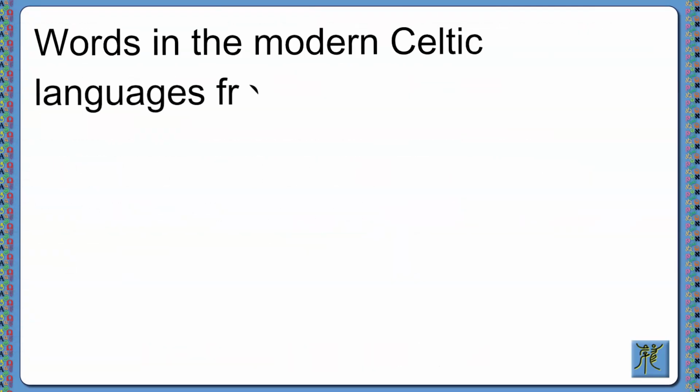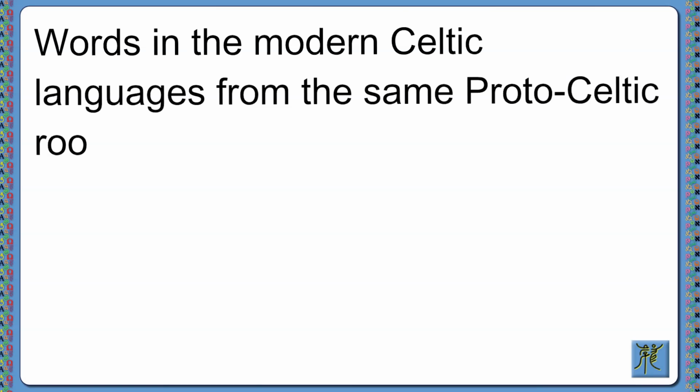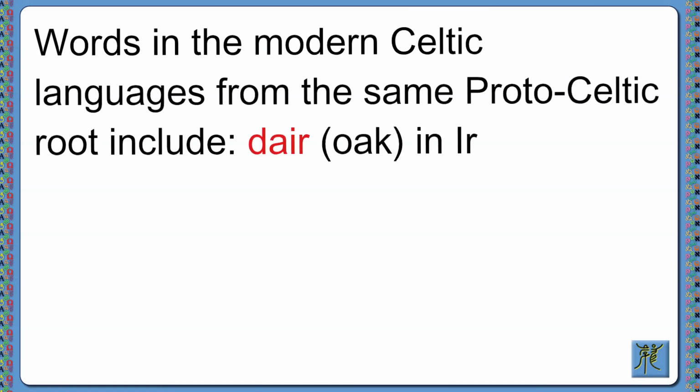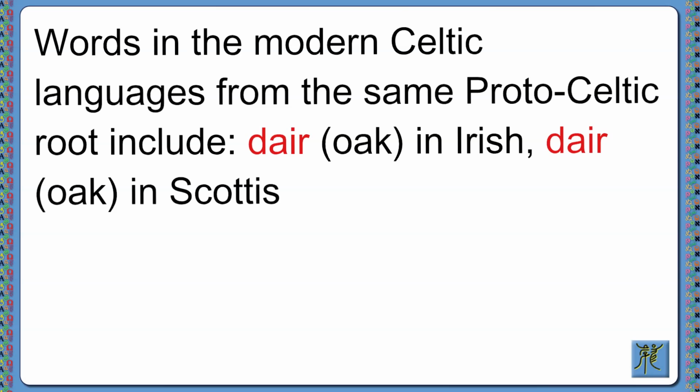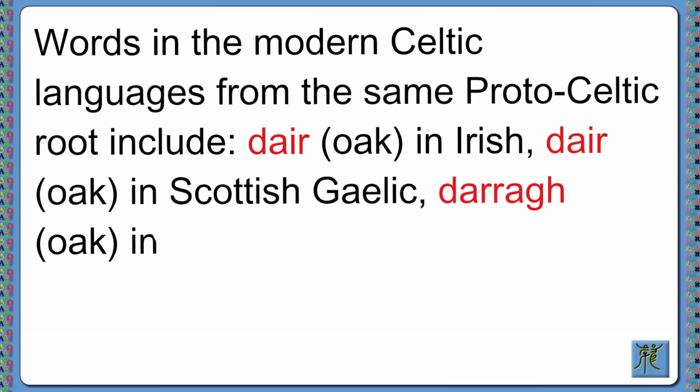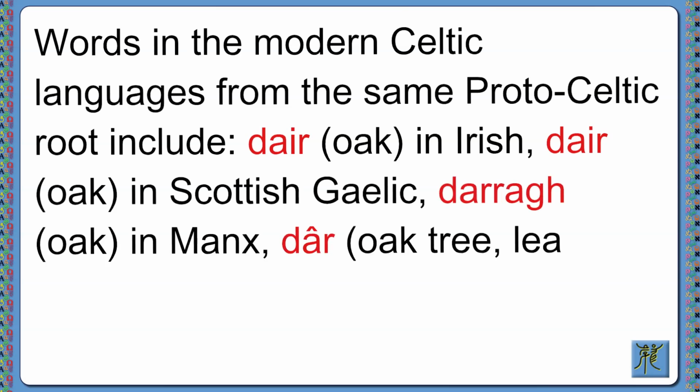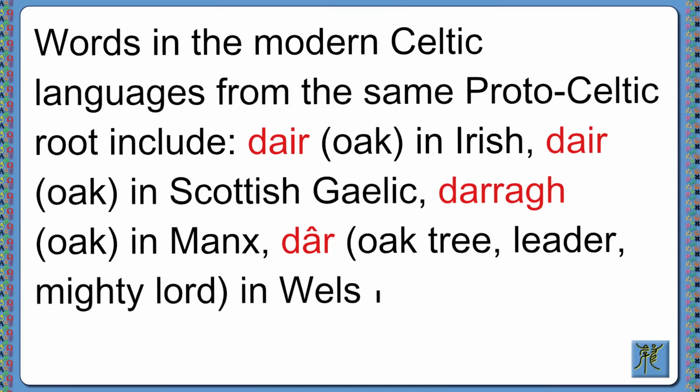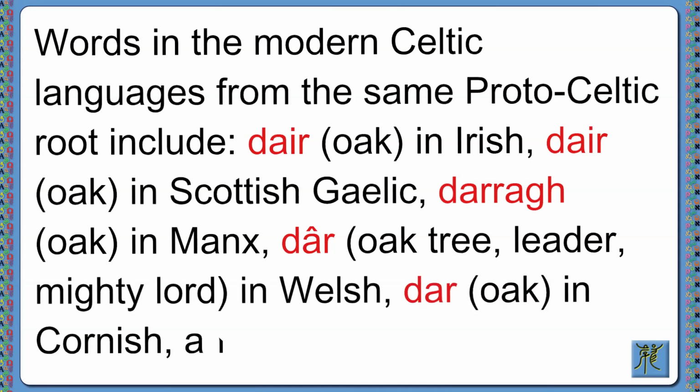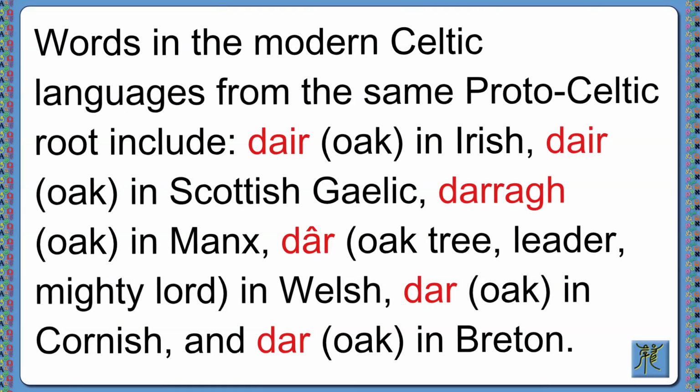Words in the modern Celtic languages from the same Proto-Celtic root include dair, meaning oak in Irish, darach, meaning oak in Scottish Gaelic, darragh, meaning oak in Manx, derw, meaning oak tree, leader or mighty lord in Welsh, dar, meaning oak in Cornish, and derv, meaning oak in Breton.